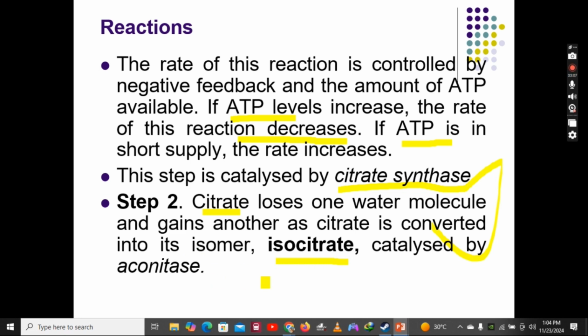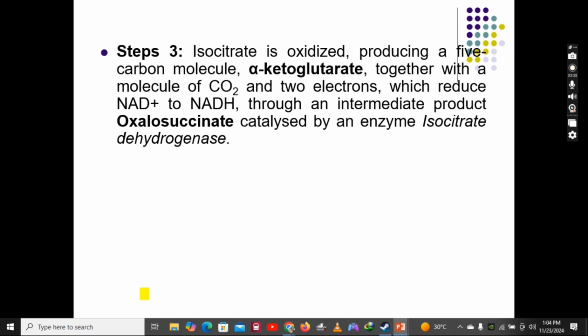And the enzyme that characterizes this reaction is called the aconitase enzyme. This is the enzyme involved in step 2, where citrate loses one water molecule and eventually gains another one and ends up as an isomer of itself, which is called isocitrate. And the enzyme involved is aconitase. That's the second stage of the TCA cycle, or the citric acid cycle.